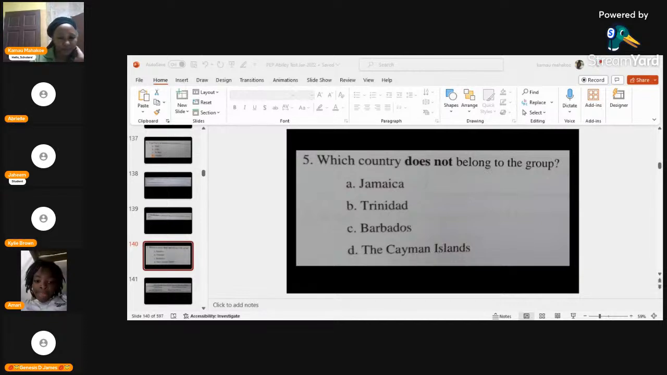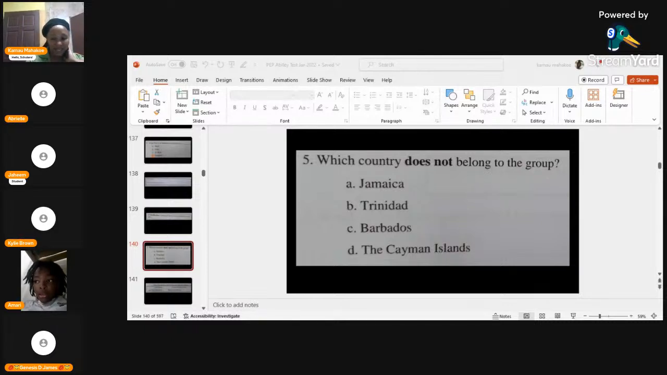Number 5. Which country does not belong to the group? A, Jamaica; B, Trinidad; C, Barbados; D, the Cayman Islands.